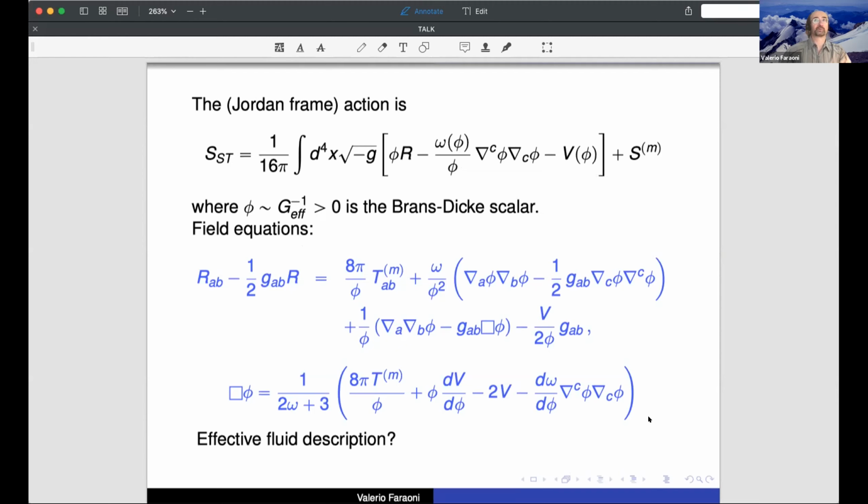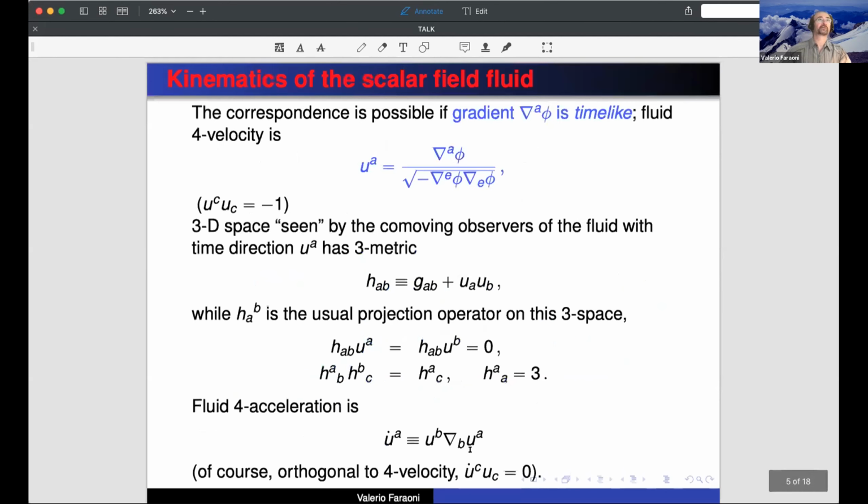This is the most common form in which the Jordan frame field equations are presented. So the question is, can you regard the terms that are dependent on phi, not the matter term, as an effective fluid? Well, the answer is yes, and more or less everybody has done it in some particular context, maybe cosmology, maybe spherical solutions, some other ideas.